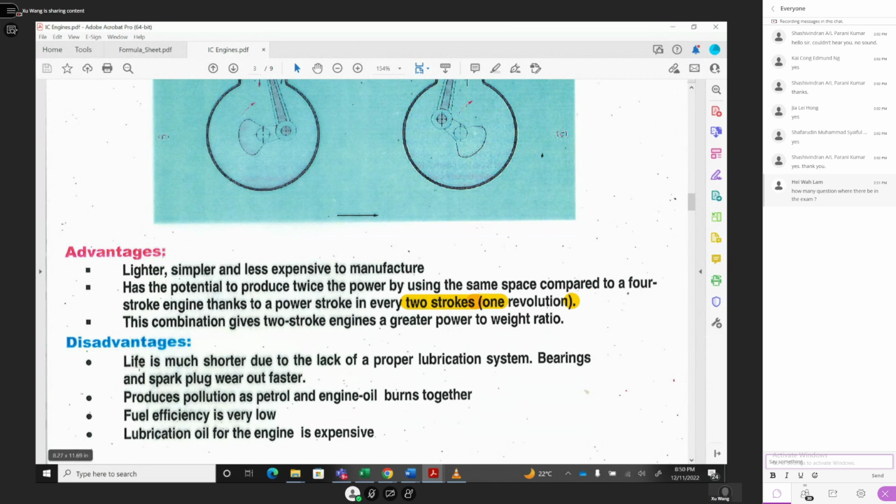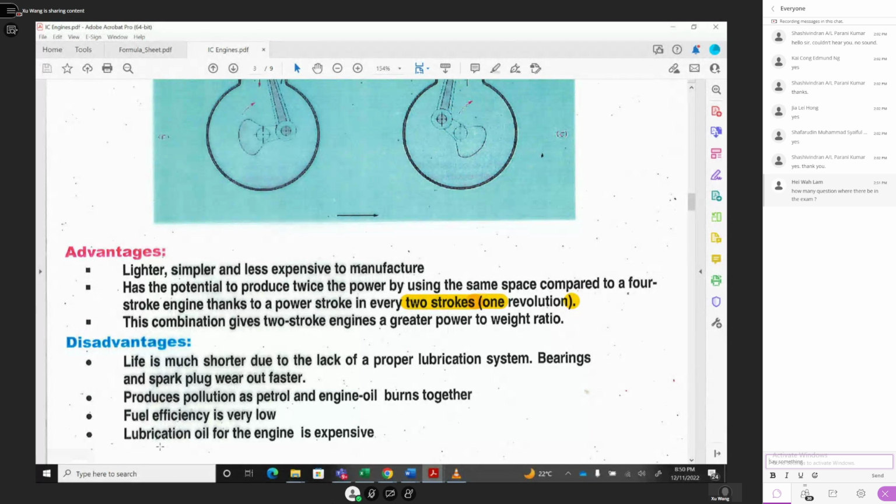The disadvantage of the two-stroke engine is that its life is shorter, because the compression ratio is lower. The life is much shorter due to the lack of a proper lubrication system, and the bearings and spark plug wear out very quickly. Okay, and they produce pollution because they burn the petrol mixed with the engine oil together, and this provides the lubrication.